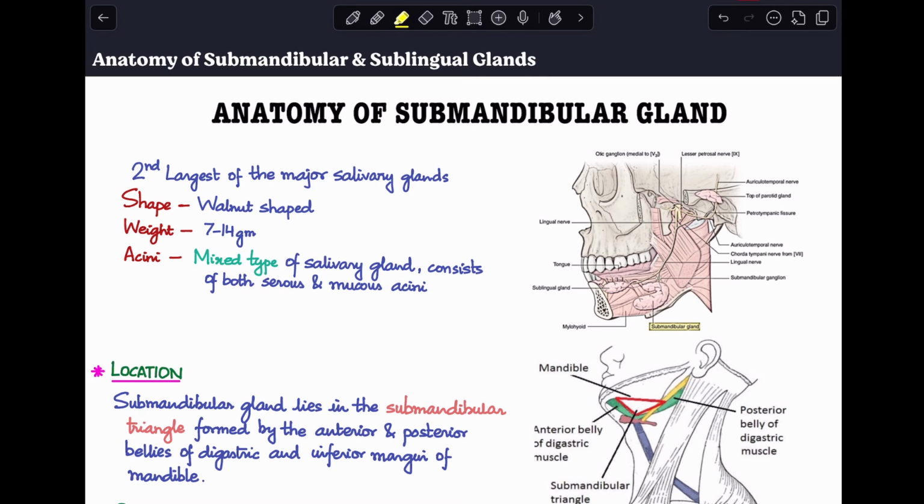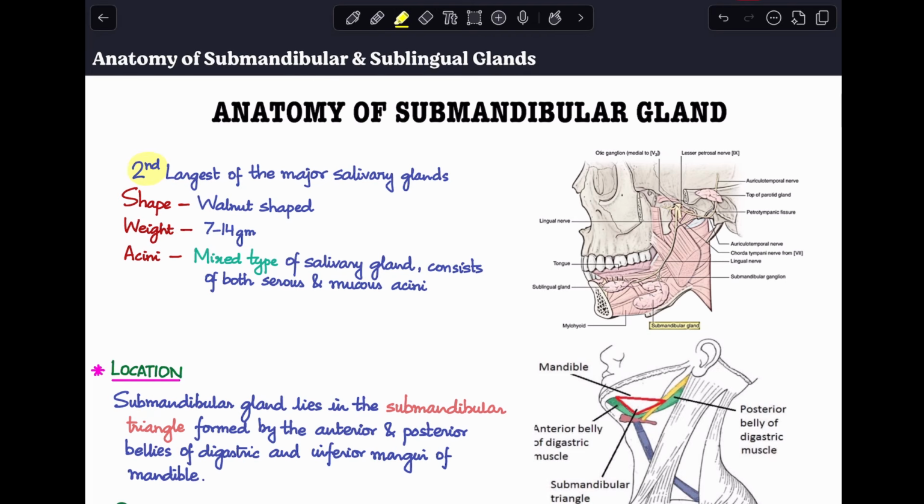Okay, so first let's get started with the submandibular gland. The submandibular gland is the second largest of the three major salivary glands, right after the parotid. If you look at the shape of it, it is a little walnut shaped. If you look at the image over here, this here is the submandibular gland. This is walnut shaped and the weight is about 7 to 14 grams.